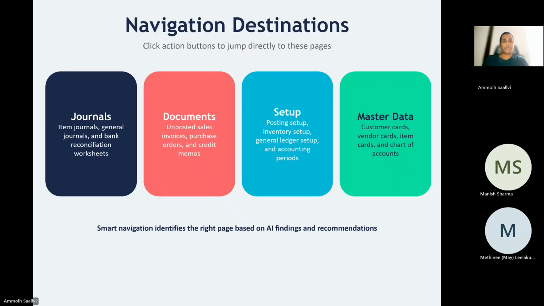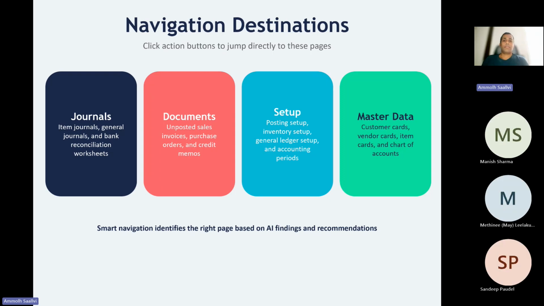Okay. Then there are the navigation destinations where it can go. Of course, this is still a work in progress. So journals, where we can navigate to the item journal, general journals, and bank reconciliations. We can navigate to documents, unposted sales invoices, purchase orders, or maybe the setups, which are the core part of Business Central, where the posting setup, inventory setup, general ledgers, and accounting periods. As well as the master data: the customer cards, vendors, items, and chart of accounts. So there is a smart navigation.